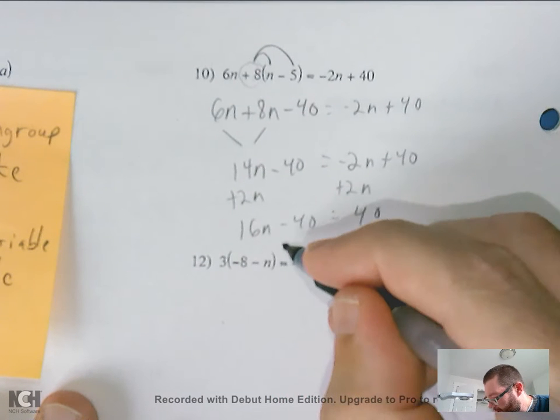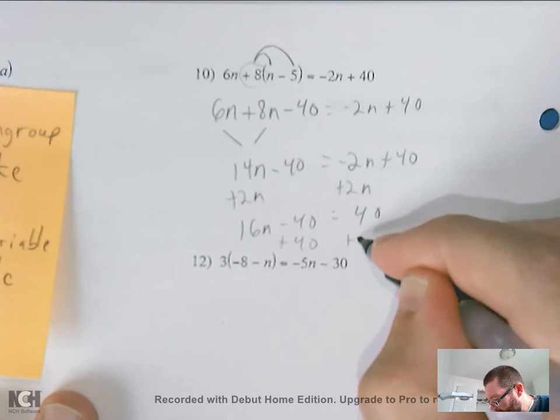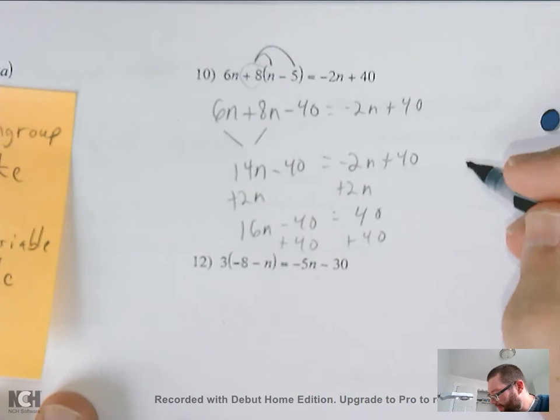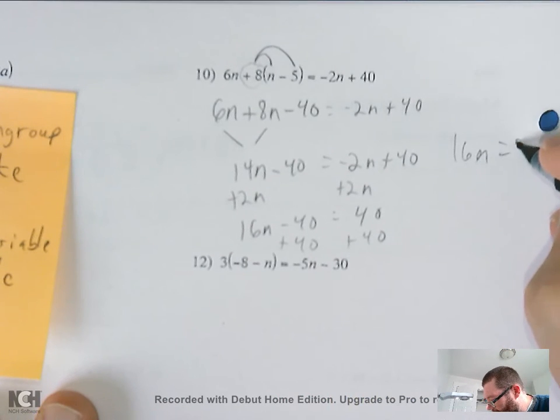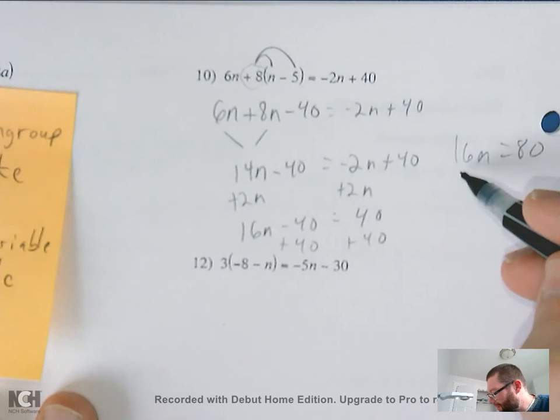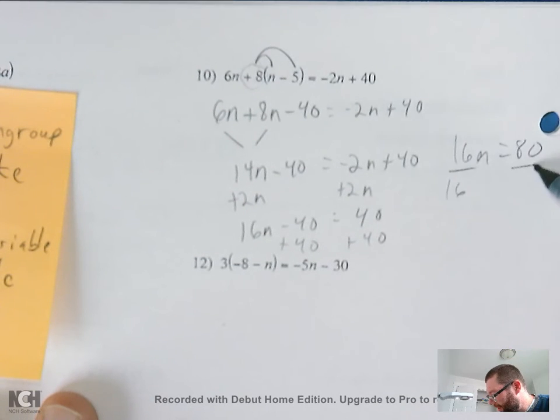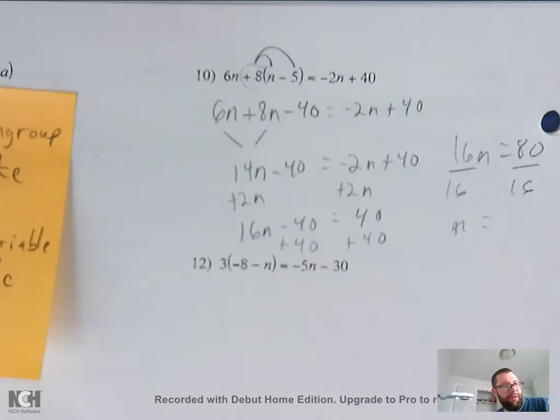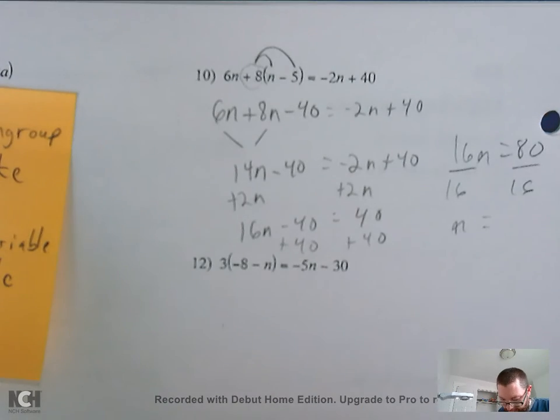Then I'm going to add 40 to each side. It's a two-step equation at this point, right? Gives me 16n is equal to 80. And then I am going to divide by 16. And I believe that means n is equal to 4. I'm going to double check though. 80 divided by 16, 5. Where did I get 4?